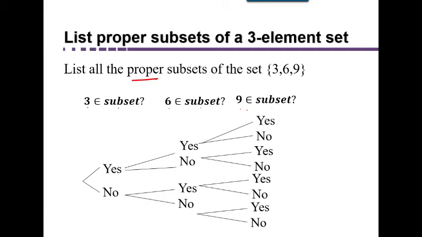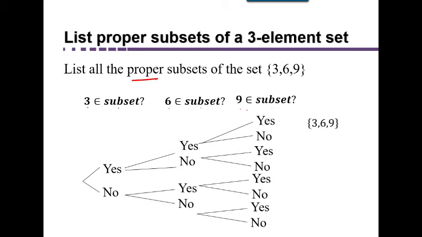So you have 3 questions to ask yourself. In this case, is the number 3 in the subset, yes or no? Is the number 6 in the subset, yes or no? Is the number 9 in the subset, yes or no? You start out with one question and you work your way up. So either 3 is or is not in the subset. There are only 2 possibilities.